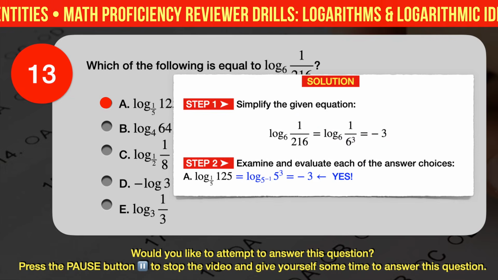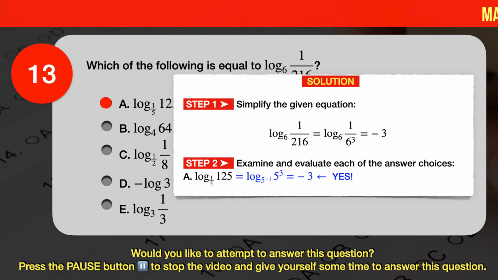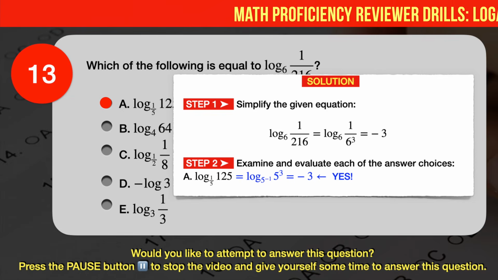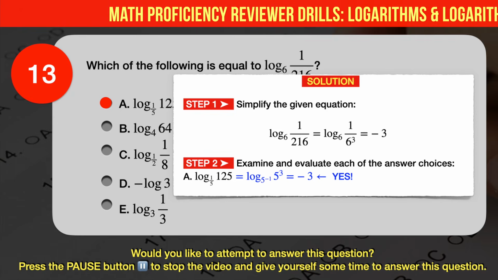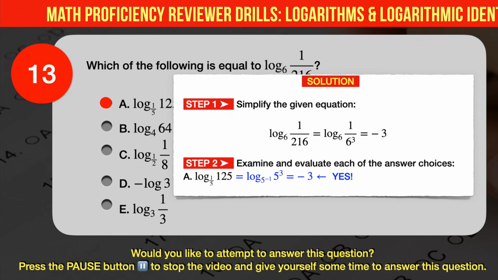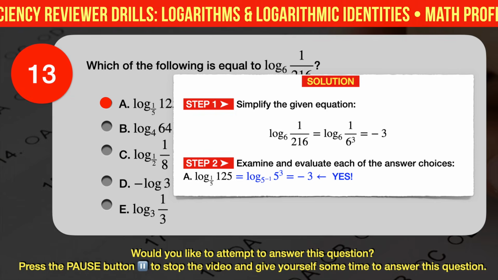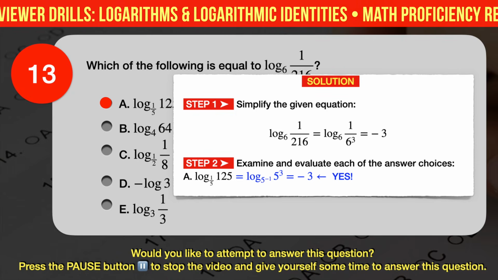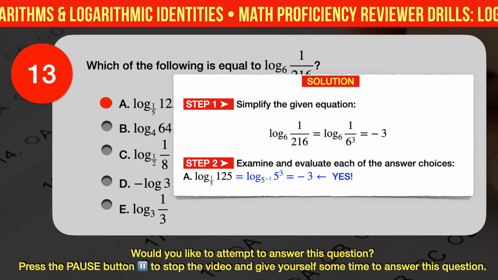Now let's proceed to examine and evaluate each of the given answer choices. Choice A, logarithm base 1/5 of 125. Logarithm base 1/5 can be expressed as logarithm base 5 raised to negative 1. And then, 125 can be expressed as 5 raised to 3. Using our very first logarithmic identity, logarithm base 5 raised to negative 1 of 5 raised to 3 is negative 3. So yes, the expression in answer choice A is equal to our given expression, logarithm base 6 of 1 over 216. Therefore, the correct answer is A.